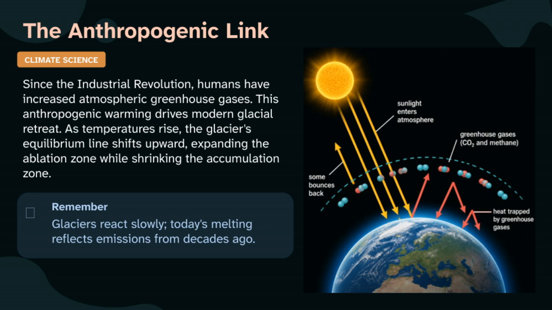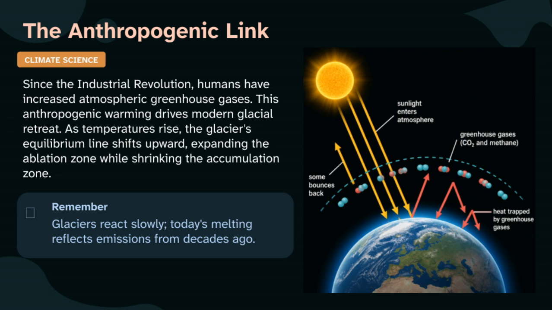This affects the glacier's equilibrium line. The equilibrium line is the boundary between the upper part of the glacier, where accumulation is greater, and the lower part, where ablation is greater. If temperatures rise, the equilibrium line moves higher up the mountain. That means the ablation zone expands and the accumulation zone shrinks. In other words, more of the glacier is melting and less of it is gaining new ice. This is why many glaciers around the world are retreating.